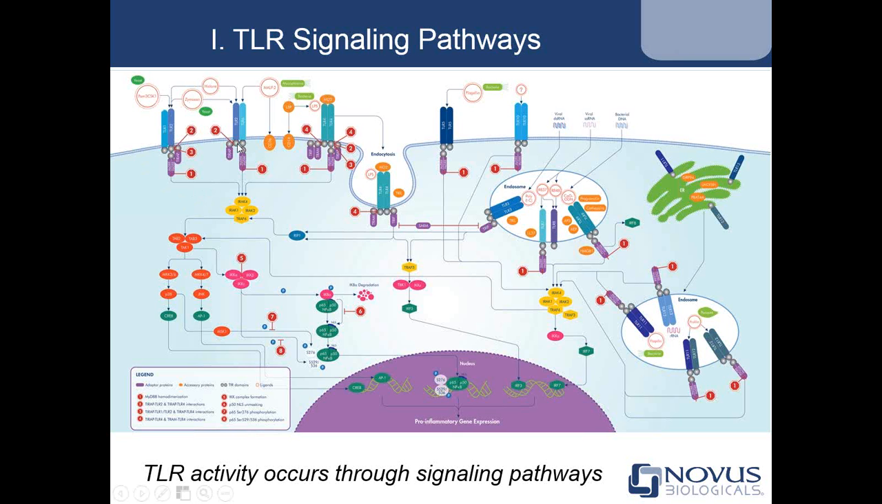This leads to activation of downstream signaling through the NF-kappa B pathway or other pathways and ends up with pro-inflammatory gene expression. I would like to point out a few things about this poster. Number one is that you can see these various stop signs, and later I'm going to talk to you about inhibitors that we have that will specifically stop TLR signaling at these nodes.